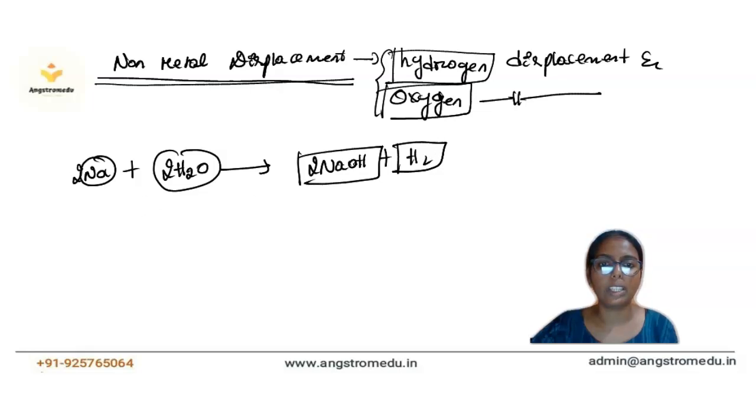So here only the displacement of hydrogen and oxygen takes place. That's why this is a non-metal displacement reaction. There is no kind of metal displacement here, only the hydrogen and the oxygen get displaced. That's why this particular reaction is termed a non-metal displacement reaction.